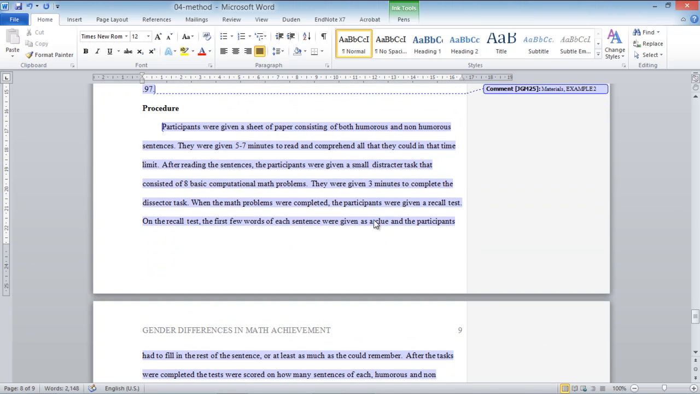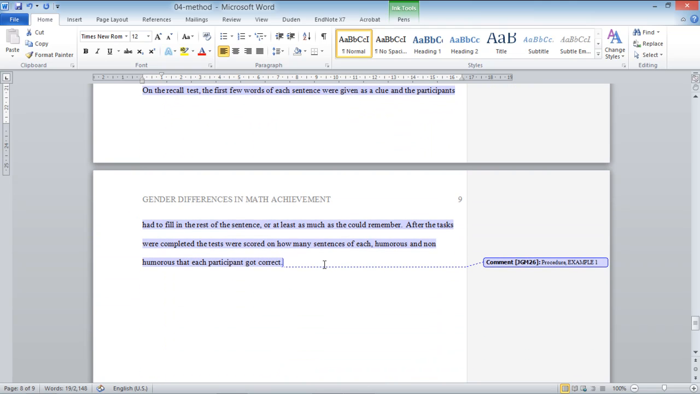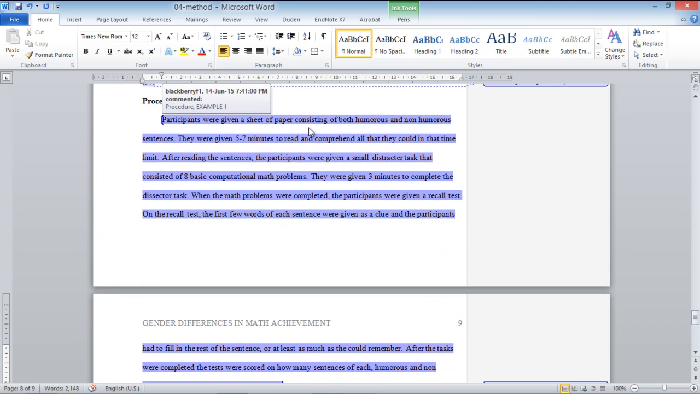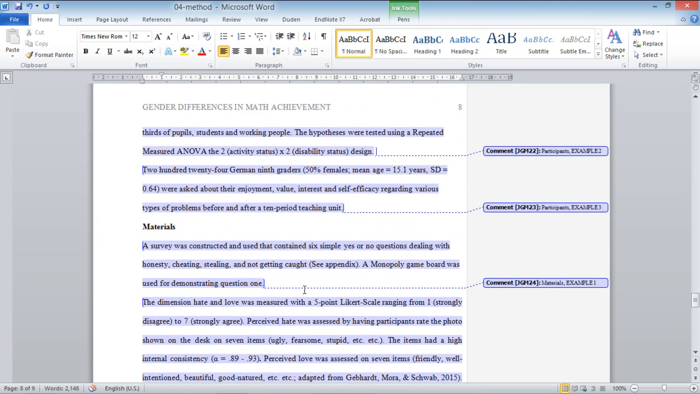I just included one example in the procedure subsection. You can see here that in this example I'm writing that the participants had to fill a sheet of paper, how much time was given, what was the task that they had to accomplish in this time, what was done after this initial time frame, and so on and so forth. So this is like a log of how the study was conducted.